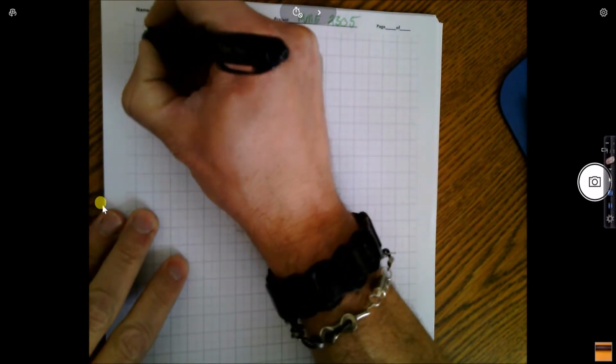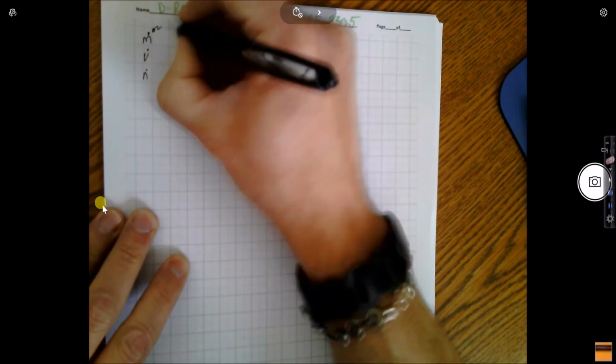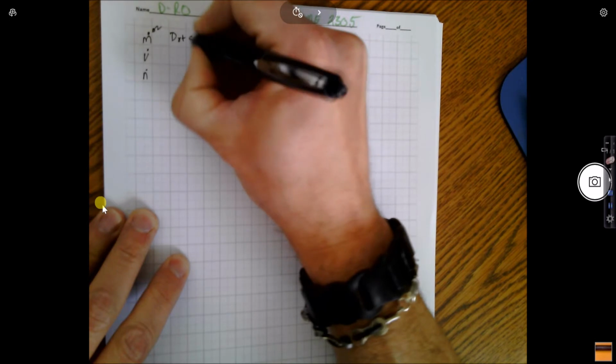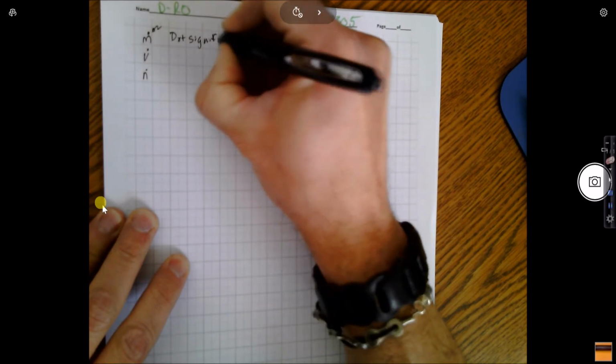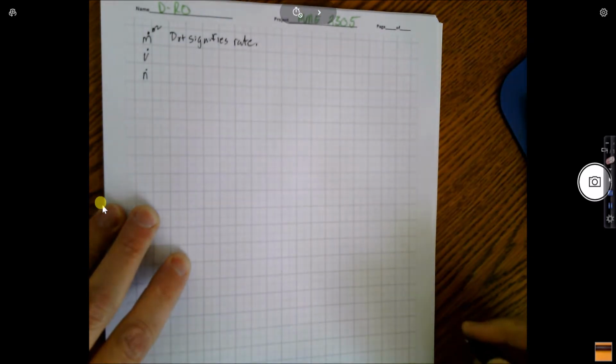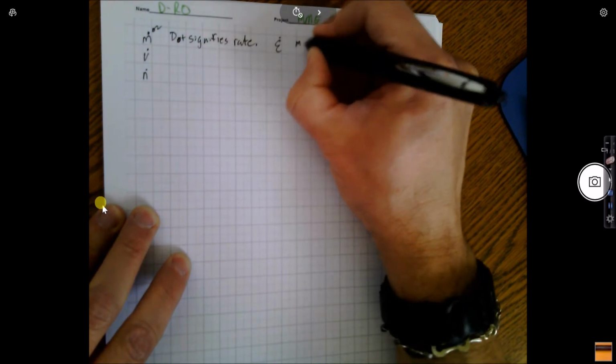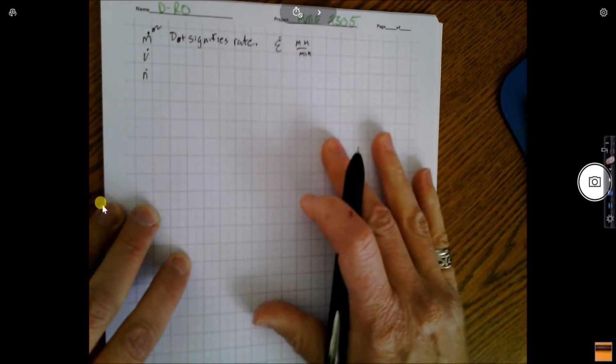The rates we tend to care about in this class are mass flow rate, volumetric flow rate, and molar flow rate. You know it's a rate because of the dot. A dot signifies a rate. In other classes, you may be given epsilon dot, which would be strain rate, and that would be in millimeters per minute.